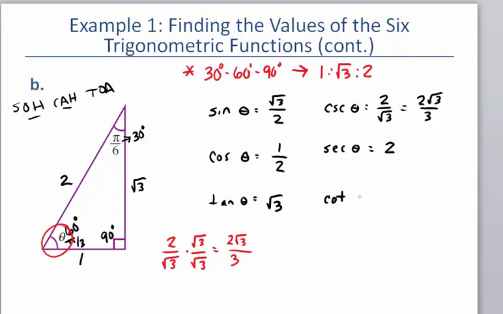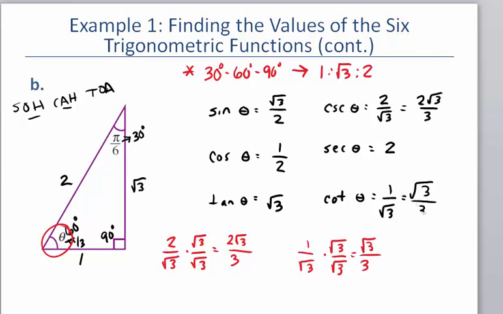And for our cotangent, again, we're going to need to do a rationalizing on the denominator. Remember, this was the square root of 3 over 1. So when we turn it over, we're going to have 1 over the square root of 3. And when we rationalize that, we're going to multiply top and bottom by square root of 3. It's going to give me square root of 3 on the top. Square root of 3 times square root of 3 on the bottom will give me 3. And that completes example B.